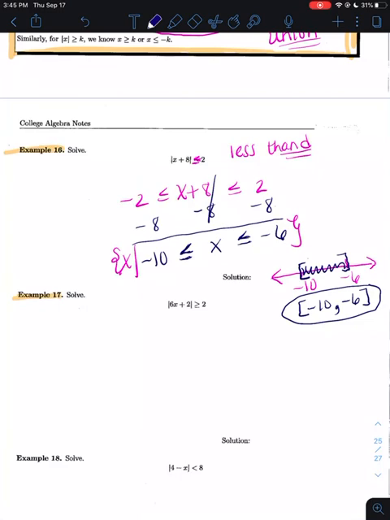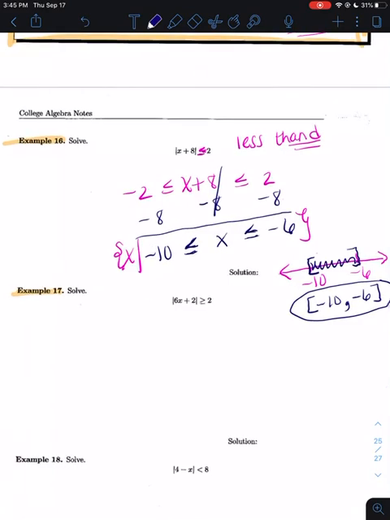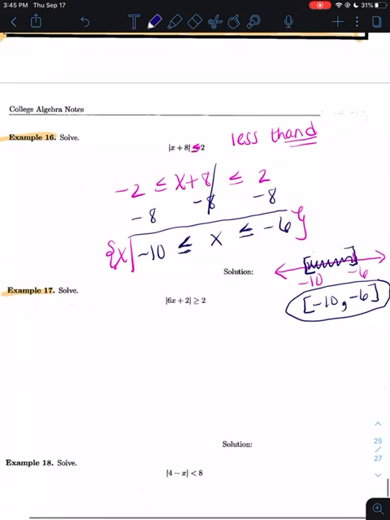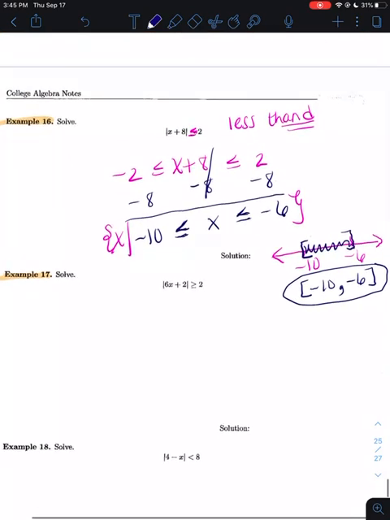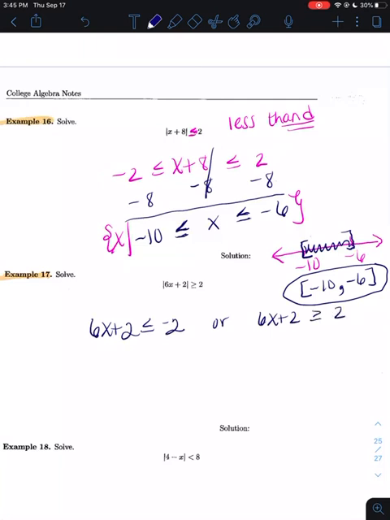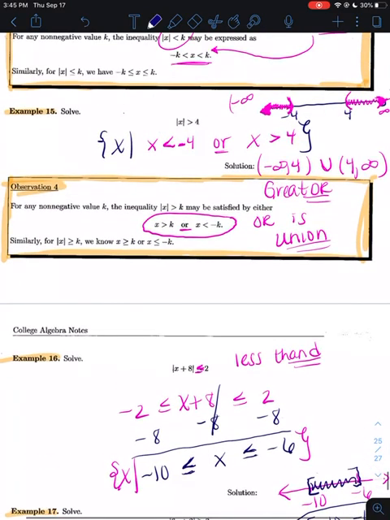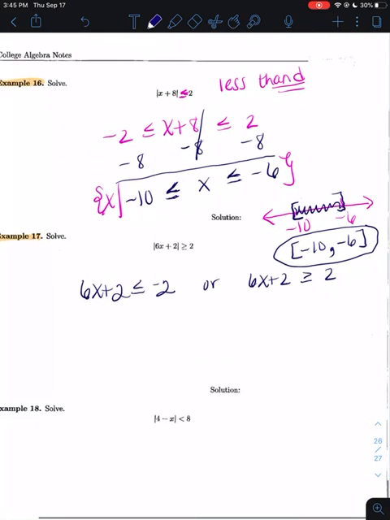All right, and the last one, number 17. This is a greater than or equal to symbol. So when you have an absolute value with a greater than or equal to symbol, your final answer is going to be an or inequality, two separate pieces. You take the 6x plus 2 and make it less than or equal to the negative number, or 6x plus 2 is greater than or equal to the positive number. That's how you set up your inequality, just like they did here, greater than k or less than negative k. The less than goes with the negative and the greater than goes with the positive number.